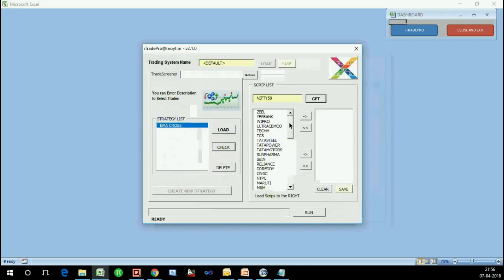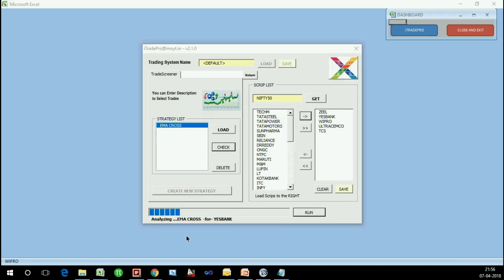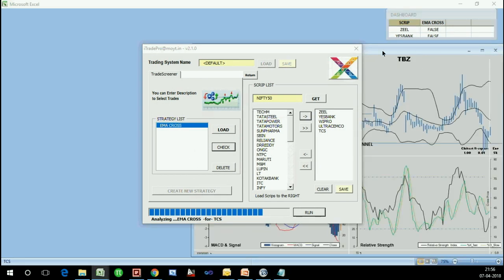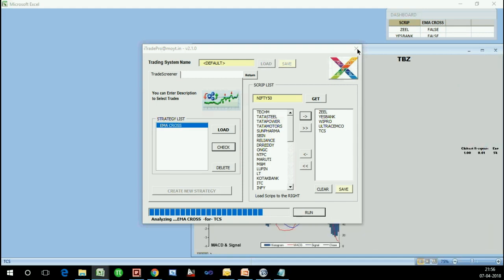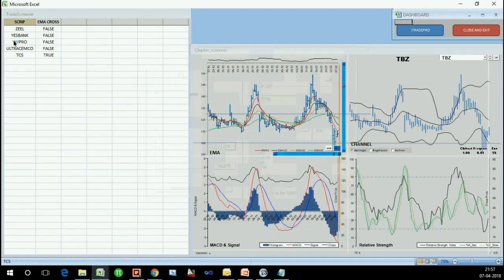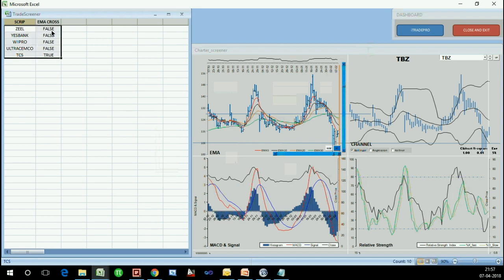Okay, and maybe I'll take Nifty 50 stocks. There is one EMA cross in TCS, I remember. So let's just run this. So we are analyzing the EMA cross for all these stocks, and you can have many strategies in this list and so on. But this is not about this application, so we are not talking much. So you see we have got a list. All these are not crossovers, but TCS is one crossover.